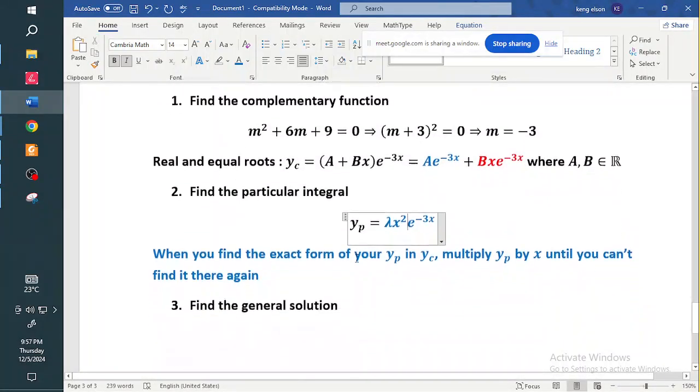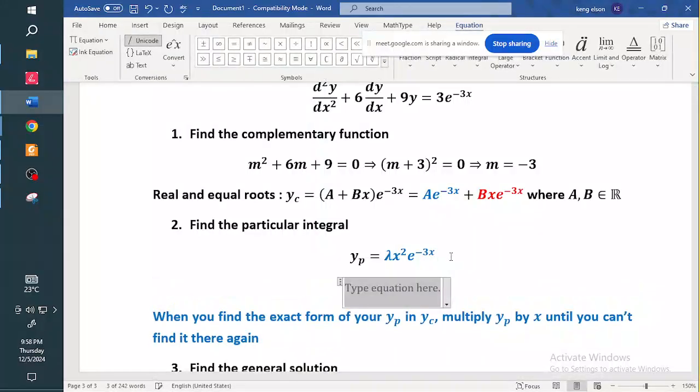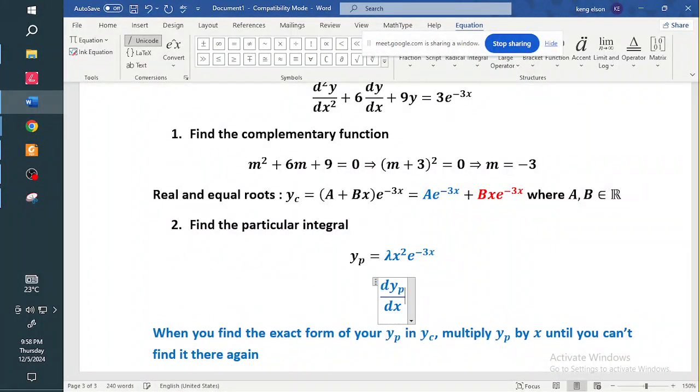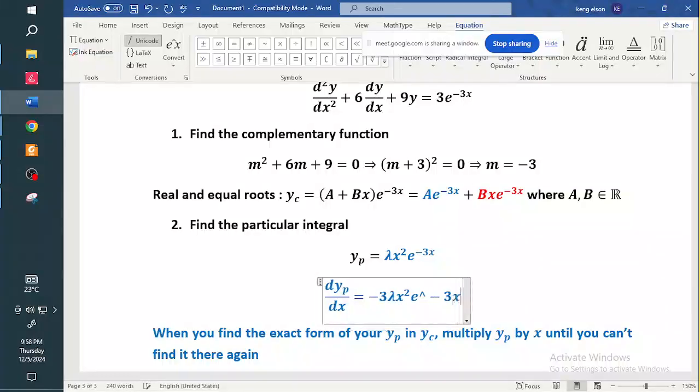Okay. So in this case, this is actually our yp. We have to differentiate the first time, the second time, and replace in the differential equation and find the value of lambda. So if we differentiate the first time, yp prime, dyp by dx, is equal to, I'll keep lambda because it's a constant. Then to differentiate this other part, I'll use the product rule. If I keep x squared, I'll differentiate e to the minus 3x, which will give me minus 3 times e to the power minus 3x.